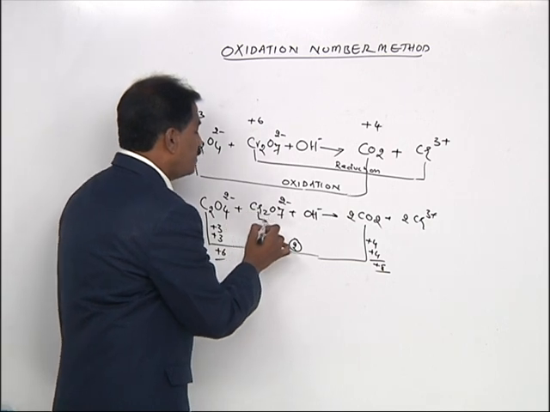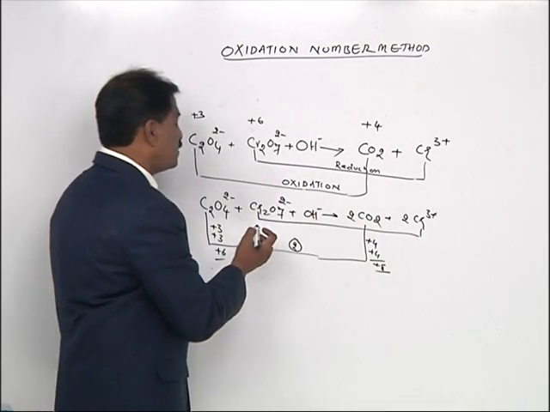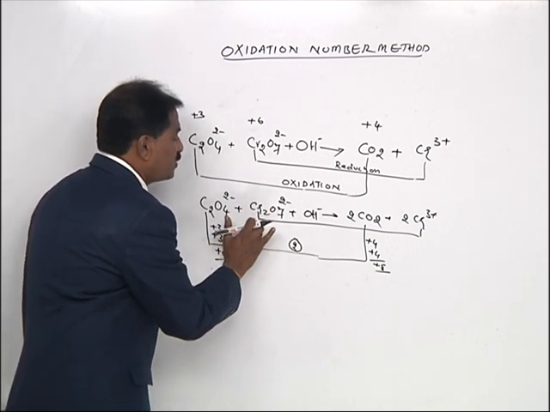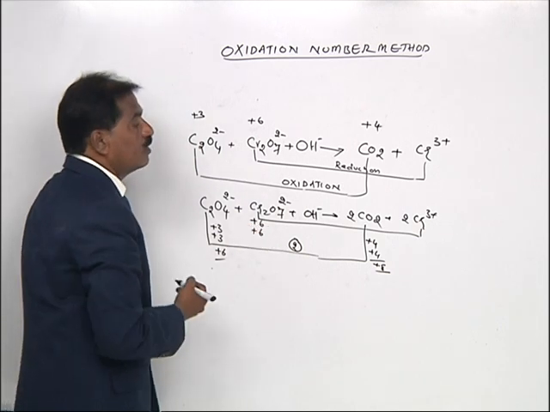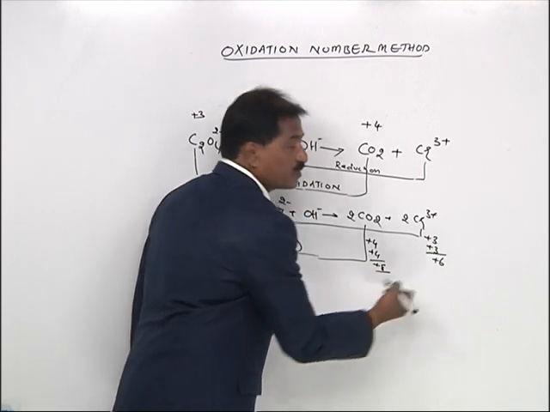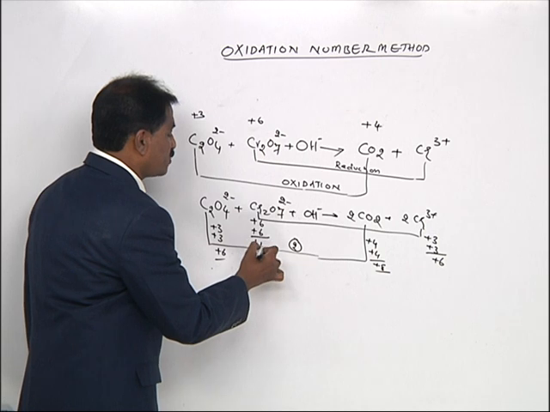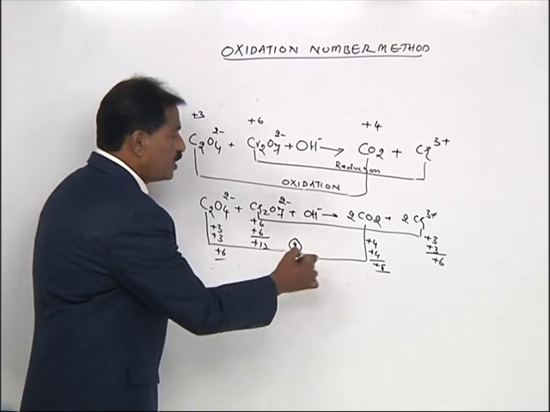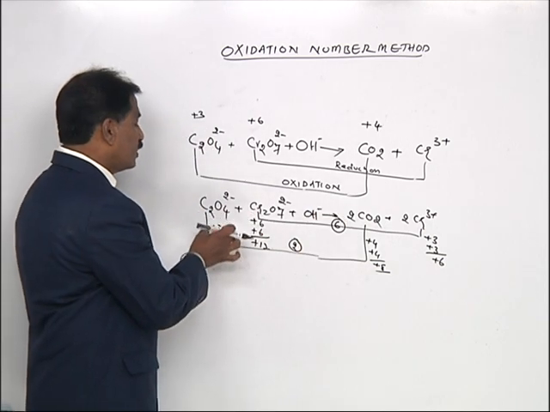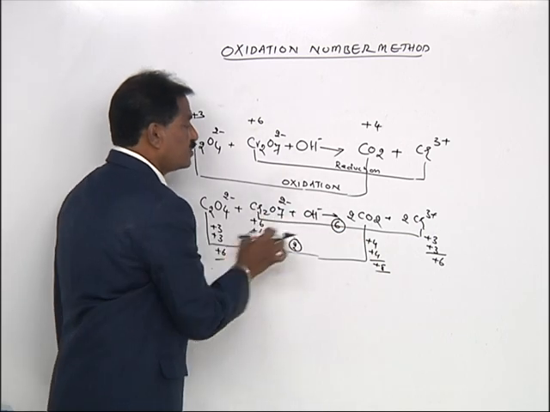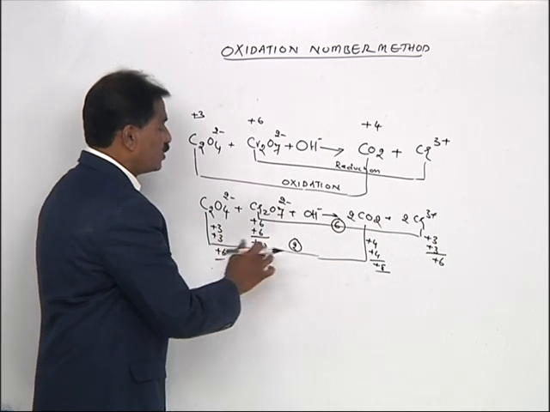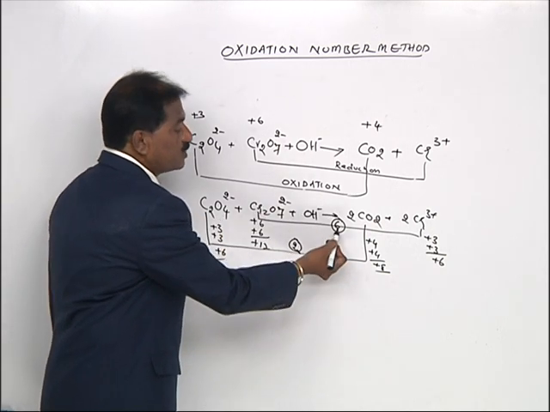Next, for chromium. Similarly, here for each chromium the oxidation state is +6. This side each chromium oxidation state is +3. Therefore, total oxidation state is +6. Here total oxidation state is +2. Therefore, the total change in the oxidation state is 6 units. So first identify the total charge difference between the oxidizing species and the reducing species. For oxalate, the total charge difference is 2. For dichromate, total charge difference is 6.